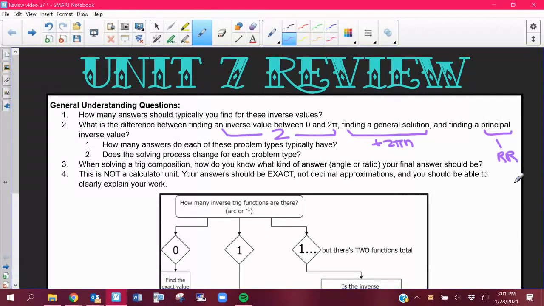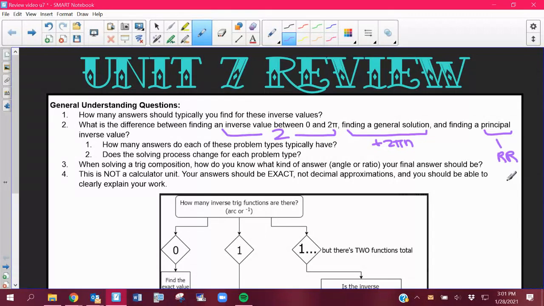When solving a trig composition, number 3, how do you know what kind of answer, angle or ratio, your final answer should be? That's definitely looking at whether you have an inverse or an arc on the inside or the outside of all of your parentheses. So remember, if you have an inverse on the outside, you're going to be looking for an angle answer. If you have an inverse on the inside, you're going to have a ratio or a numerical answer. Still going to put some triangles on there, depends on how many triangles you're going to need. However, you're always going to get that certain type of answer depending on where the inverse is.